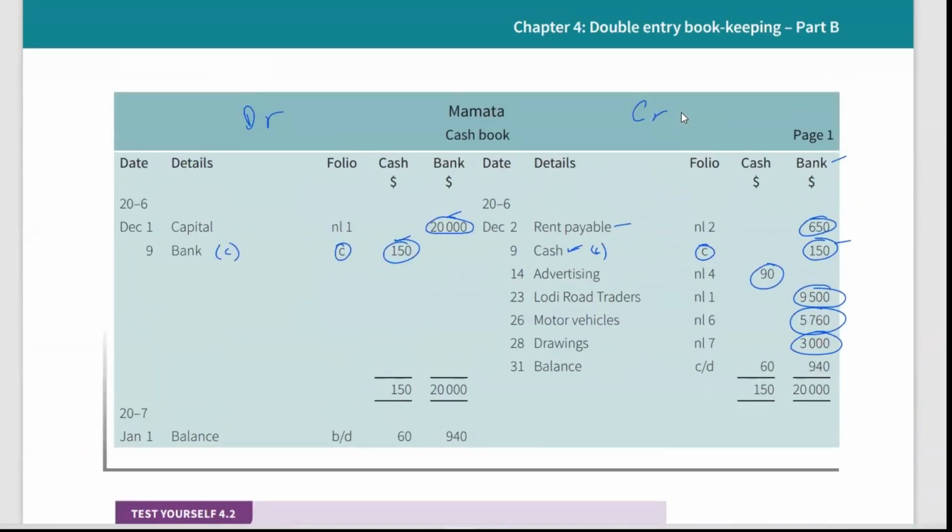So we have seen all these transactions taking place. What about balancing in a cash book? It may look a bit confusing at first, but it's just like any other balancing. So this will also help us revise the balancing part. Please focus.